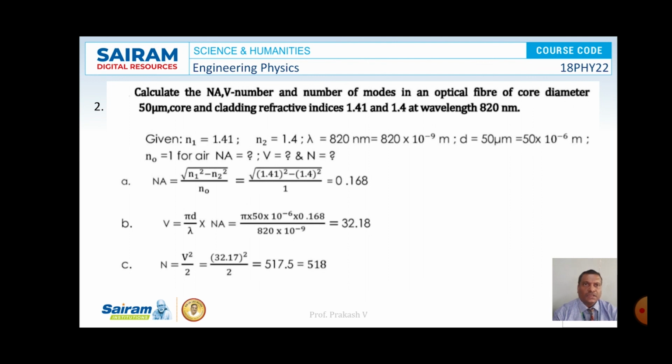Further, the number of modes is equal to V square by 2. V is calculated as 32.18, so 32.18 whole square by 2 is equal to 517.5, which is approximately equal to 518. So the number of modes supported by the optical fiber is observed to be 518. So this is the solution for the given problem. Thank you.